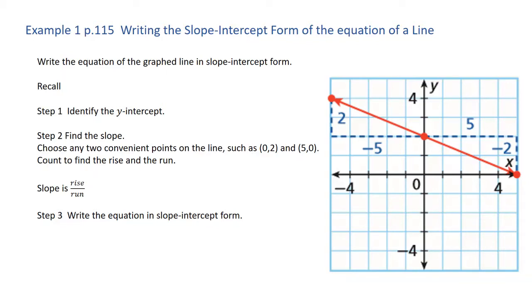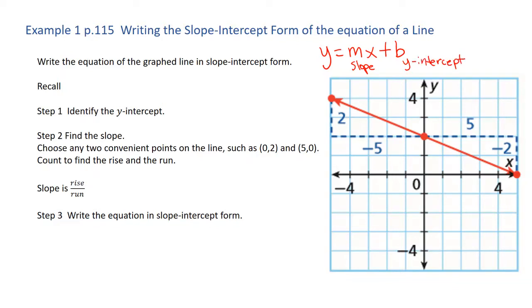The first thing we're going to do is write slope-intercept form of the equation of a line. Your problem's going to ask you to write an equation of the graphed line in slope-intercept form. Before we can do that, you need to know what the slope-intercept form is, and that is the equation y equals mx plus b. We've already talked about that a little bit. Remember, m is your slope and your b is the y-intercept.